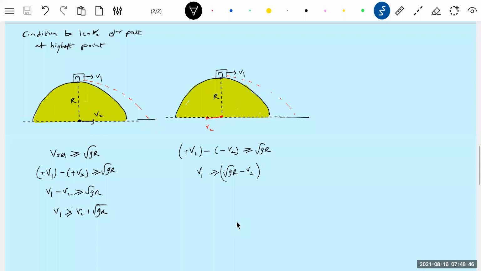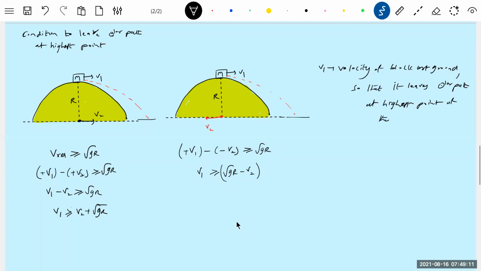So what are v1, v2? What is v1 we should define? How do you define v1? The velocity of the block with respect to ground, so that it leaves the circular path at the highest point of the hemisphere track or circular track.